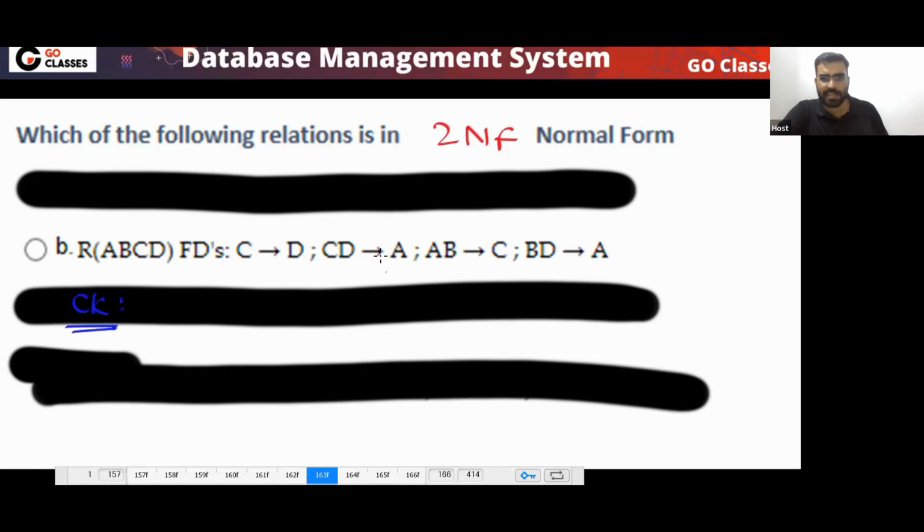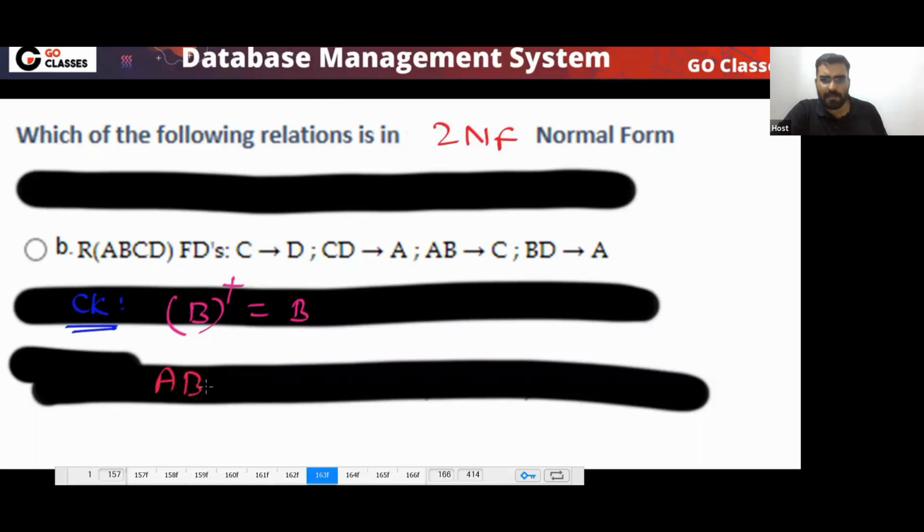First you find what the candidate keys are. Here again you can notice B is not on the RHS. What is B plus? B plus can only determine B, nothing else. B plus cannot determine anything else. So now tell me, what is the candidate key?